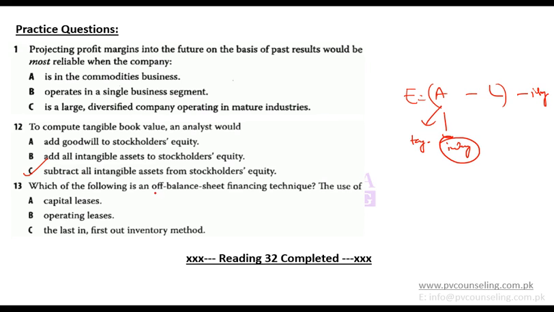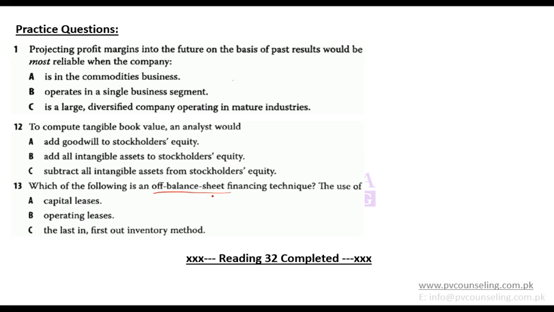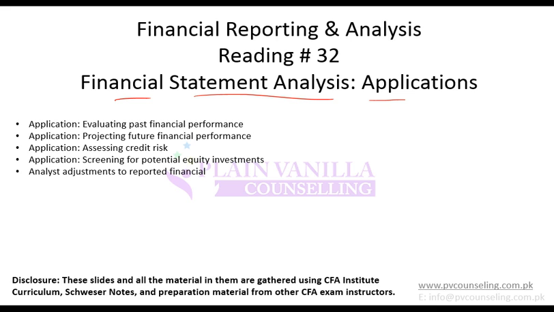Which of the following is an off balance sheet financing technique? Operating lease, because it is like a rent. You do not show financing on the balance sheet. So this is it about reading and about FRA.